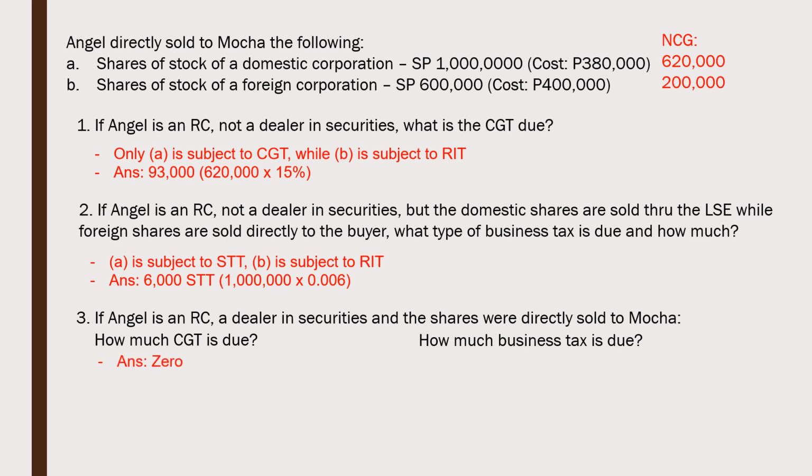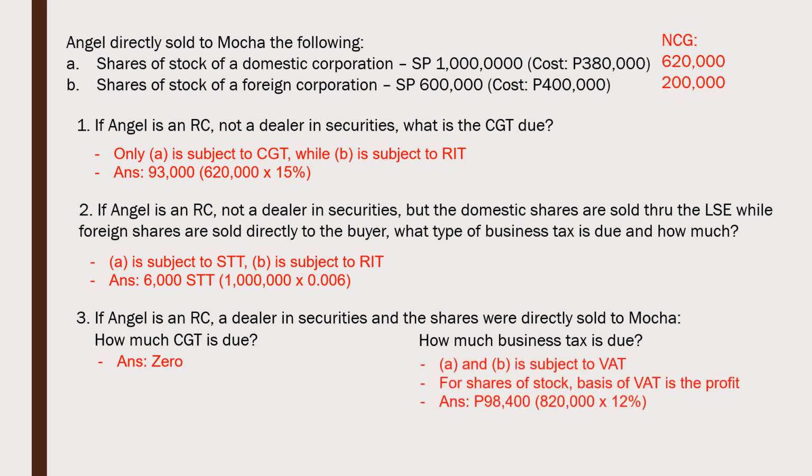For the business tax, since Angel is now engaged in the business of buying or selling shares of stock, then A and B will both be subject to VAT. However, the special case here is that for shares of stock, the basis of VAT is not the selling price but the profit. So the correct answer is you add the 620 plus 200, then multiply it by 12% to arrive at an answer of 98,400.